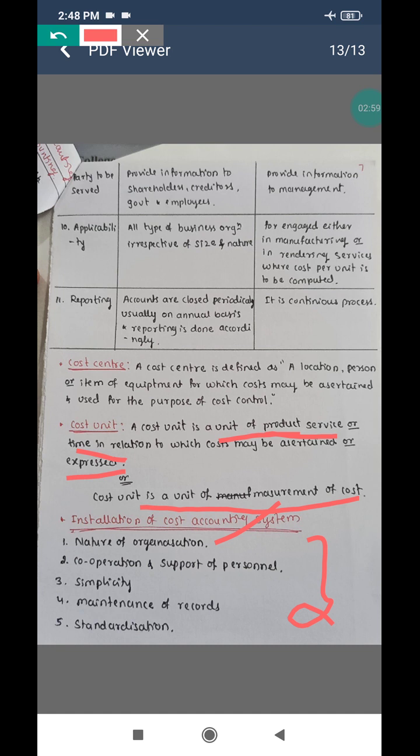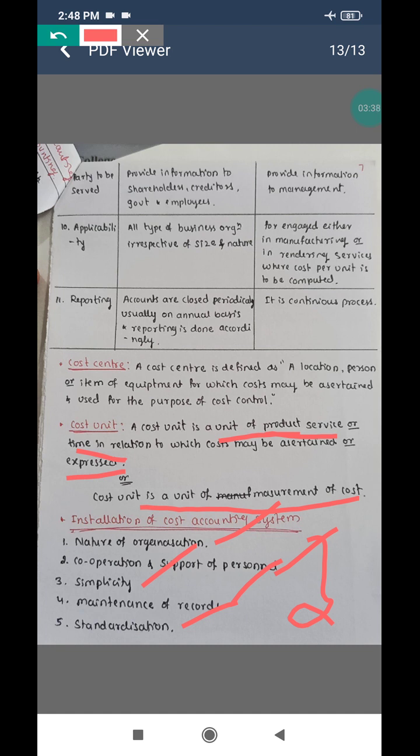Depending on the nature of organization, it will be installed, along with the cooperation and support of personnel. Personnel and management have to be there, or any administrative staff. So cooperation is very important, and simplicity. When you apply cost accounting you should verify it simply. Then maintenance of records: all the records should be maintained very simply and effectively, so that you can install it. And standardization: every product's standardization should be maintained here.